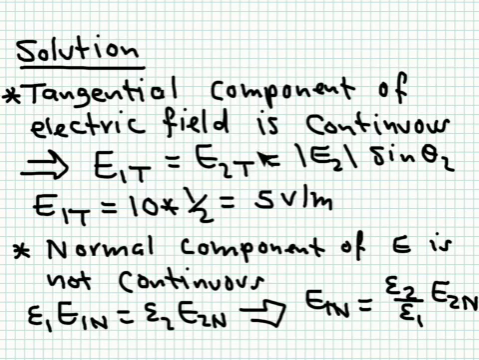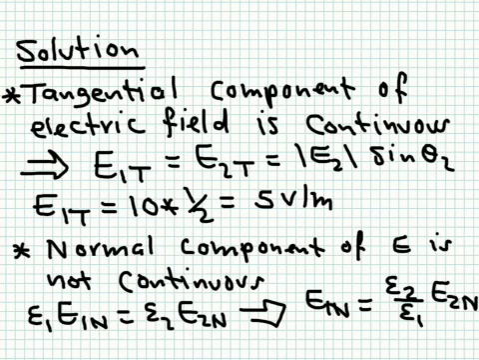What is E2 tangential? From the definition of the tangential field, it is the strength of the electric field times sine theta 2, because theta 2 is the angle with the normal. We know the modulus of E2, the strength of the electric field in the second medium at the interface. It's 10 volts per meter. We know that theta 2 is 30 degrees, so its sine is equal to 1/2. So the tangential electric field in the first medium, just when you cross the boundary, will be 5 volts per meter.